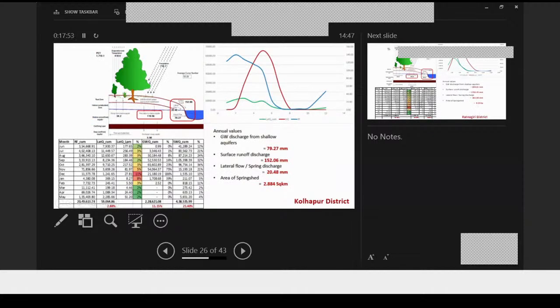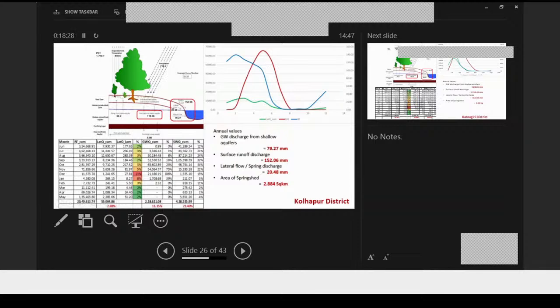Here you can see this is in Kolhapur district. The green color gives the spring behavior, which is the actual groundwater discharge. This is the rainfall. After rainfall occurs, there is a lag before the groundwater discharge, which continues for a few months. As you can see, these lateral discharge springs are not a major source of water, but they give a sufficient amount of water for the survival of small villages. They can supplement to a certain extent in the lean season.